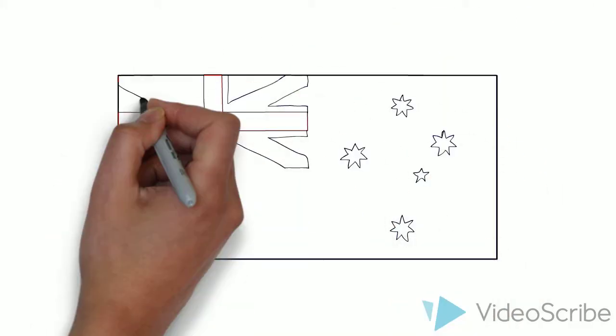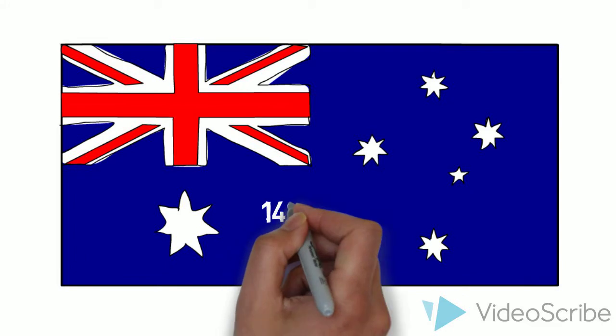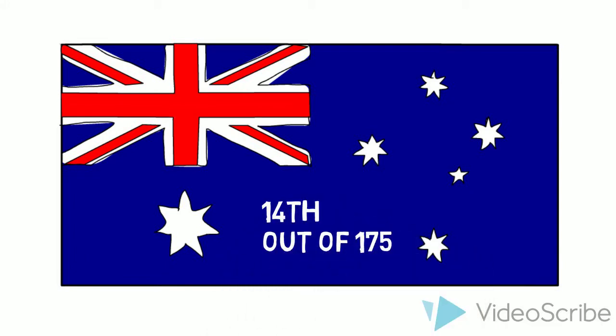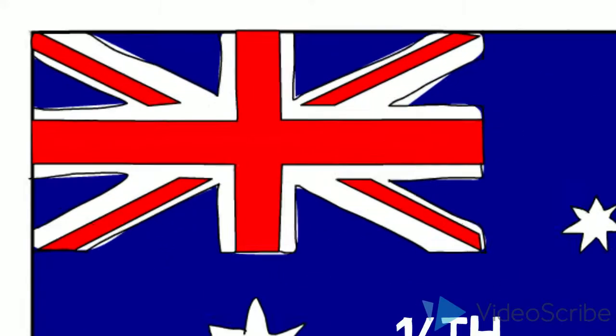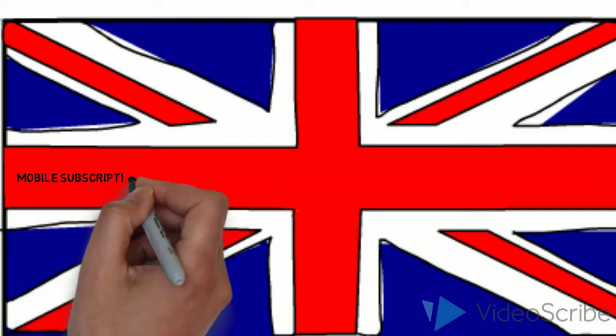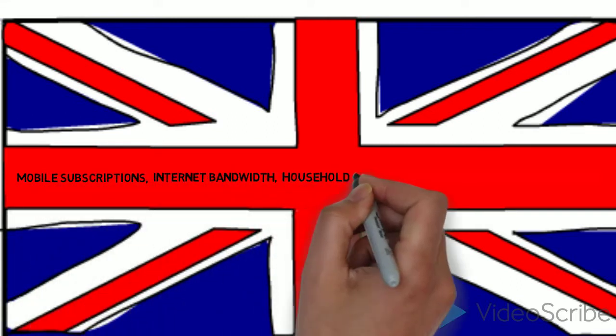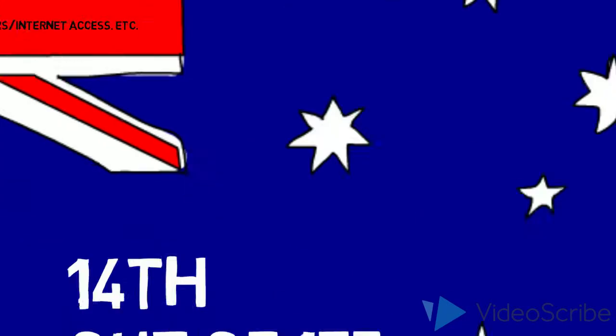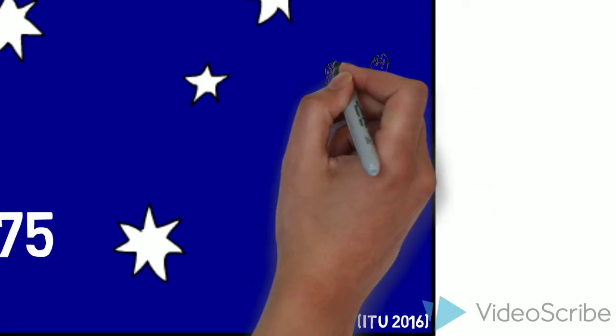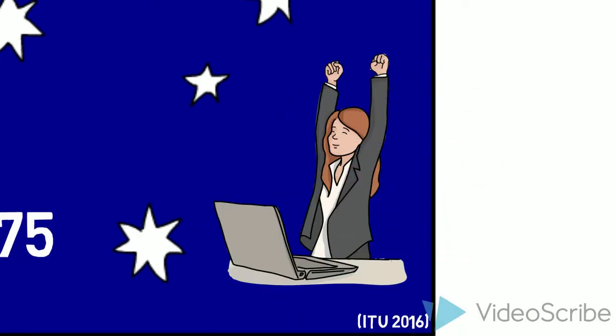Australia is one of the most developed countries, rated 14th out of 175 countries on the ICT Development Index, which is based on the number of mobile subscriptions, internet bandwidth, households with computers, or internet access. Therefore, we are always up to date and have access to new technologies compared to developing countries.